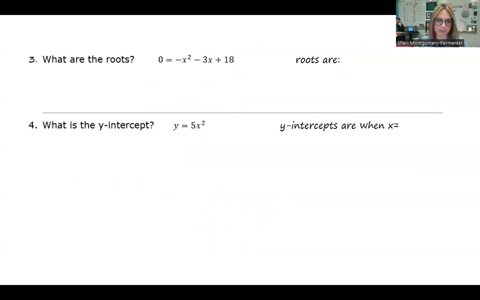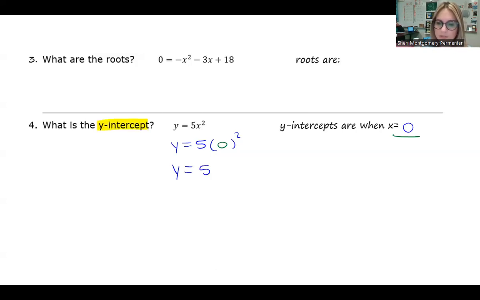Oh, well, we already did that question, didn't we? The next question is, what are the y-intercepts? Y-intercepts are when x is equal to 0. So we're going to rewrite the equation and leave a spot for the x. If x is equal to 0, that's what I'm going to plug in right here. And then I'm just going to evaluate.